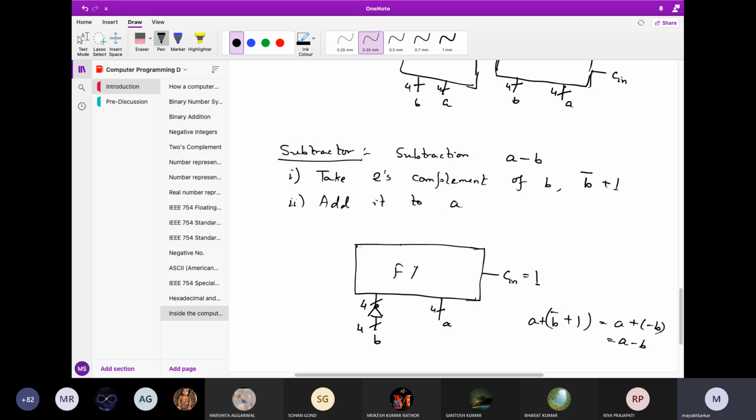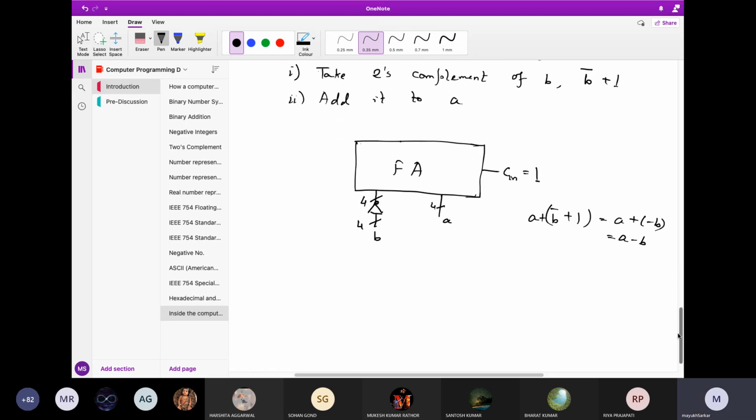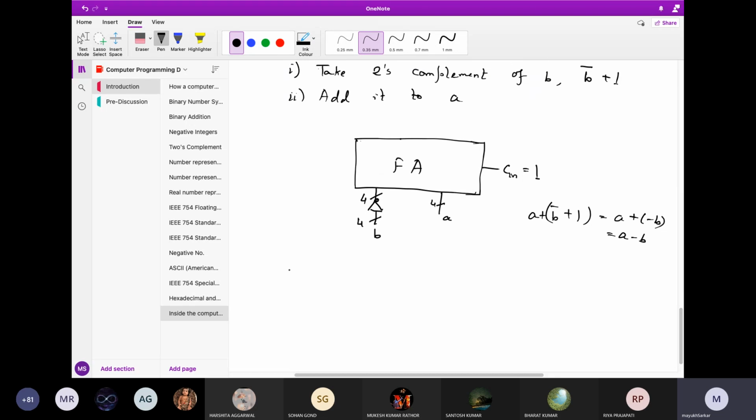So this is again that full adder. So simply set the NOT of B and set the carry in as 1. This will give you the subtraction. So the same circuit is used for addition and subtraction. And remember, the control unit commands what operation to perform, if you can remember?